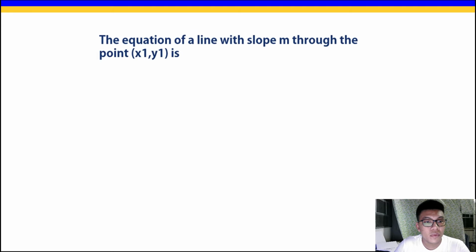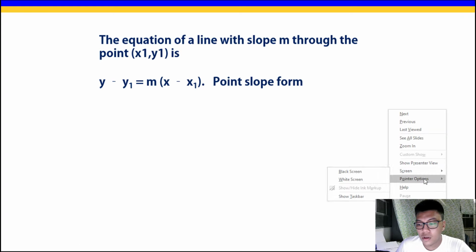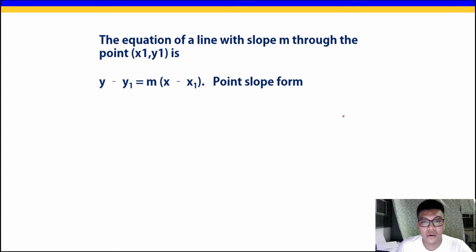So, paano yun, ano? So, the equation of a line with slope m through the point x sub 1, y sub 1 is y minus y sub 1 is equal to m times x minus x sub 1. Okay, so kung naalala pa, yan yung ating tinatawag na point slope form. Okay, so marami tayong form or equation ng line, ano, na pwedeng gamitin. Meron tayong slope intercept form, merong y is equal to mx plus b, di ba? Naalala pa ba to? Y is equal to mx plus b.